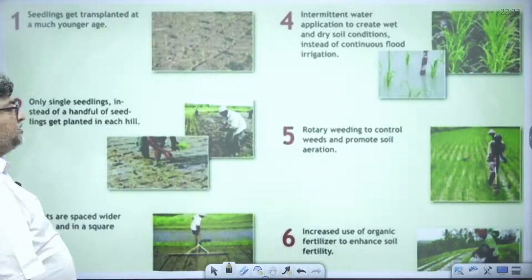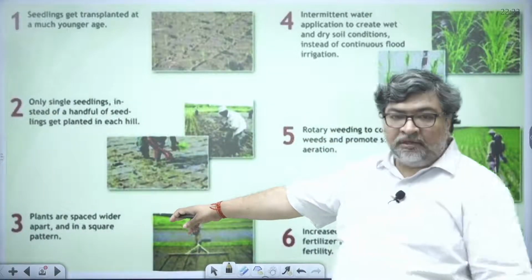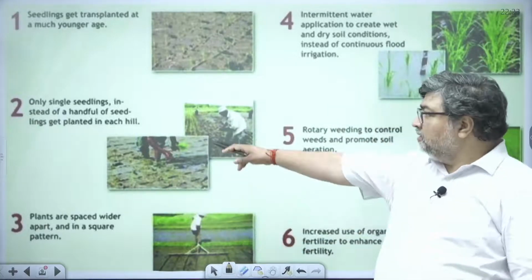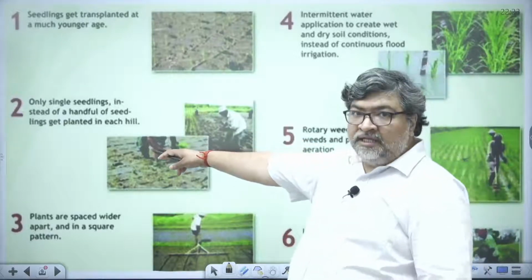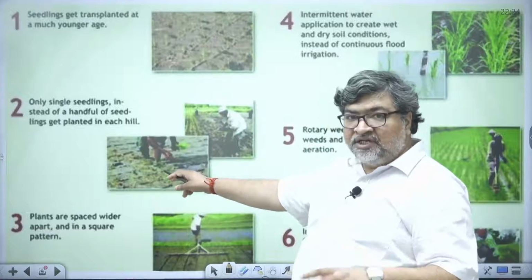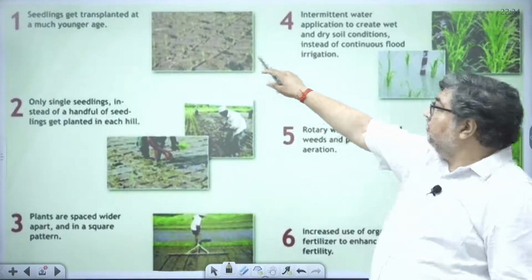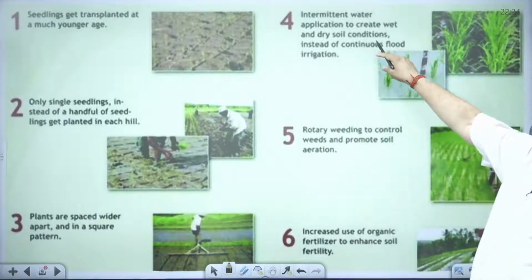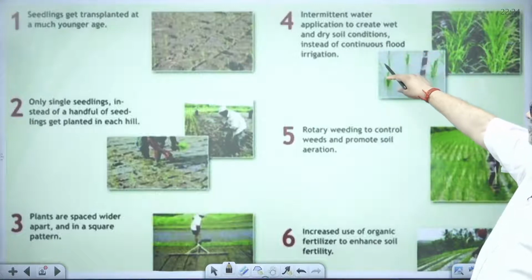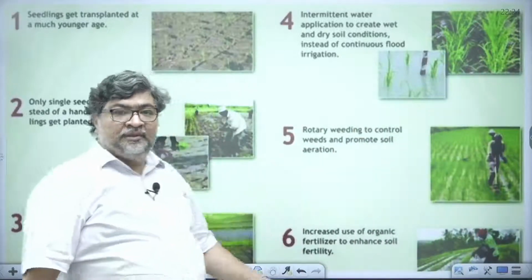So you can see here, this is where the method happens. Plants are spaced wider apart, and in a square pattern, as you can see in the diagram here. Then only single seedlings, instead of a bundle or handful of seedlings, are planted. Single seeds are planted, so seed requirement is less. Then seedlings are transplanted at a much younger stage. Then again, intermittent water application, not too much direct water use, intermittent water to create wet and dry soil conditions, right? Instead of continuous flooding of the rice field, that is what is done.